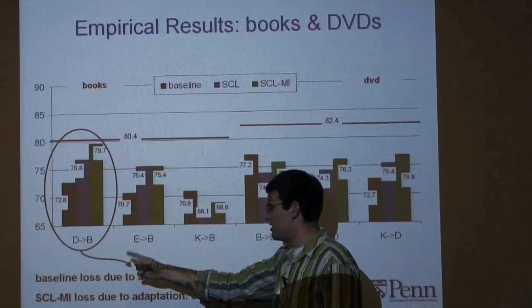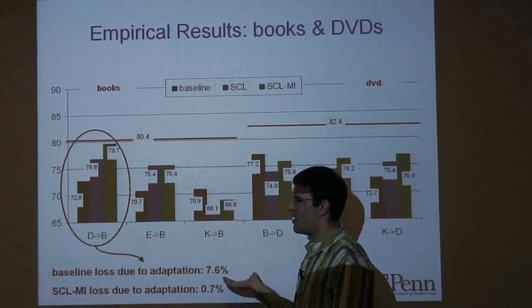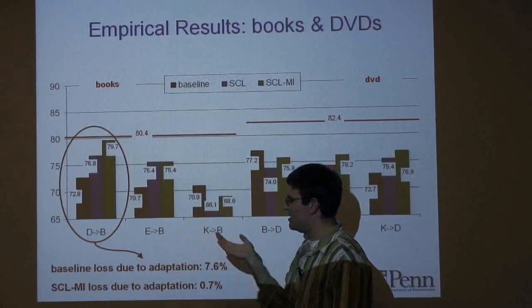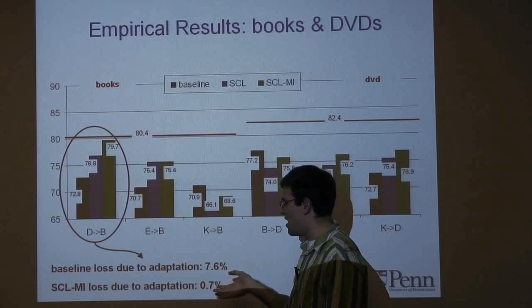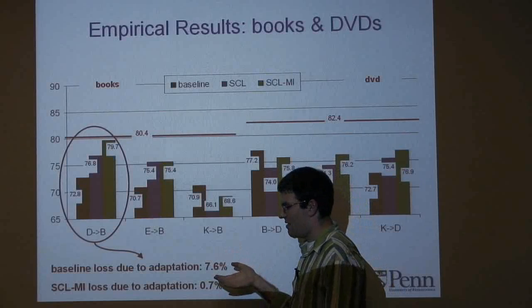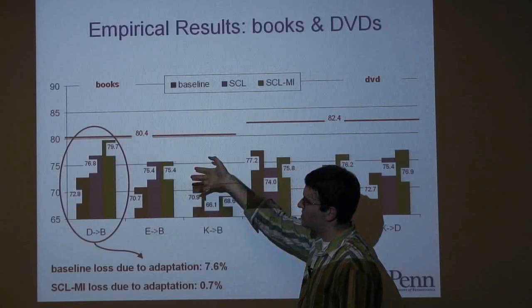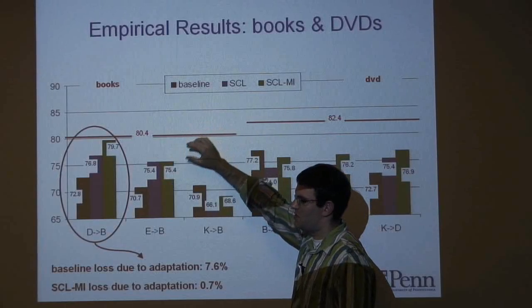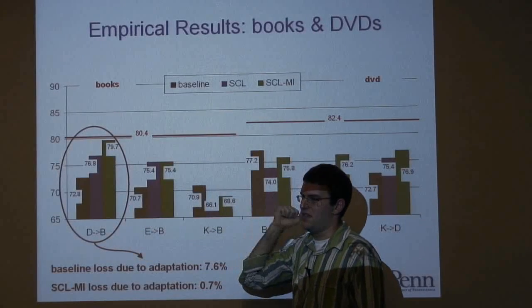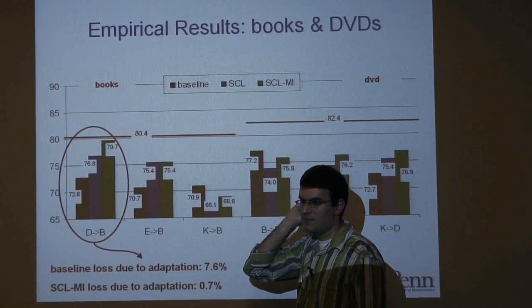The takeaway message here is, if you look at this set, the baseline loss due to adaptation is 7.6%. The SCL MI loss is around 0.7%. So you can do almost as well as having books using only unlabeled data from the books domain and lots of labeled DVD data. I mean, these are great results.